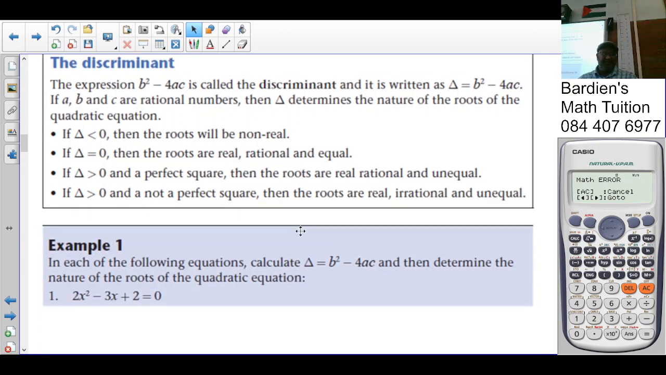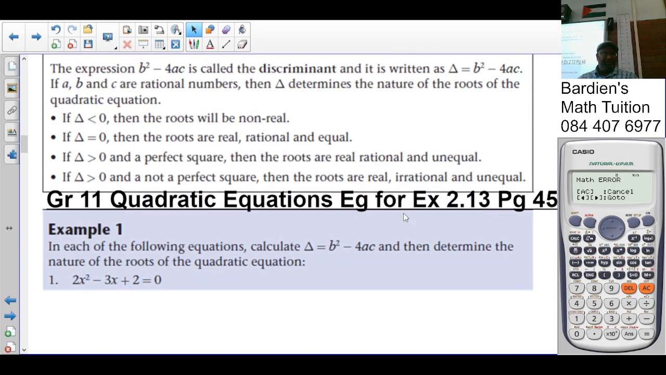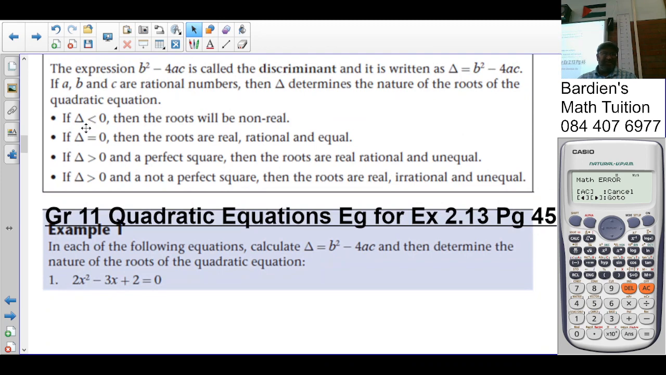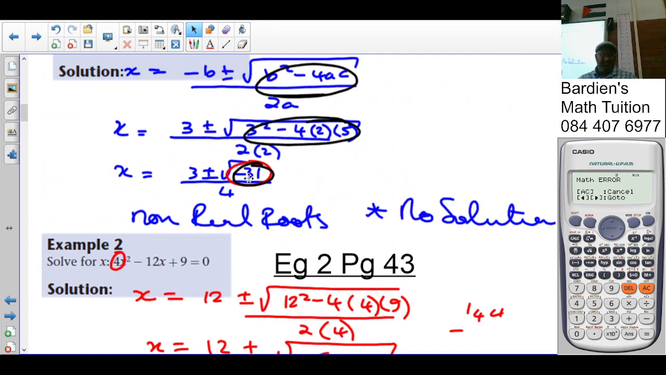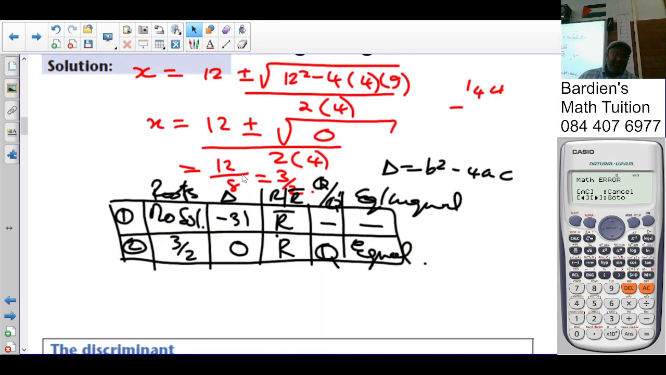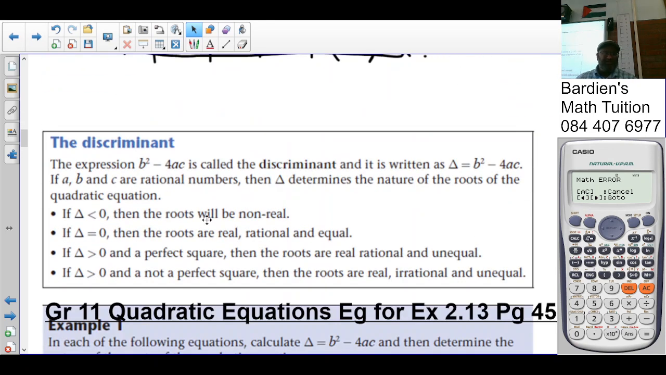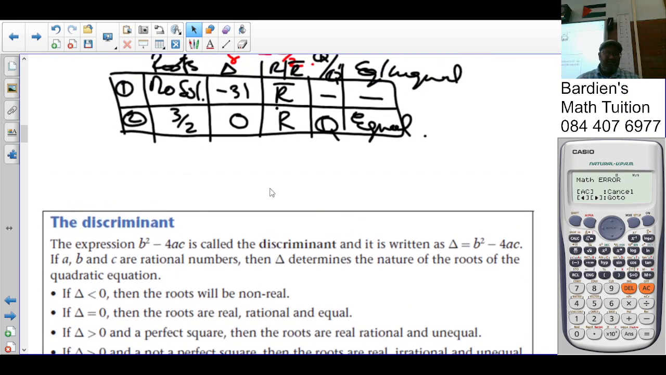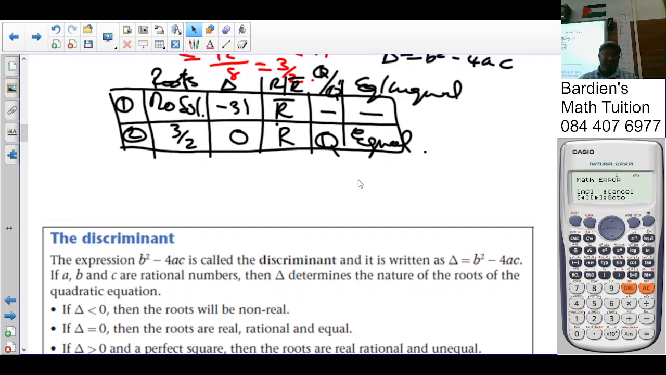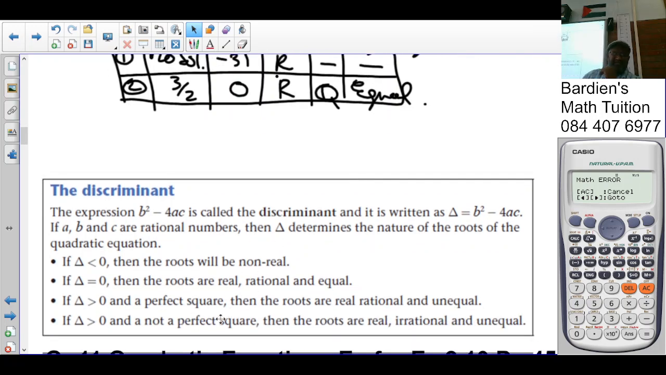So we are told that if delta is less than 0, which means delta is negative, as you can see in the example from the lesson before, the roots are non-real. If delta is equal to 0, as in this case here, the roots are real, rational, and equal. These three last columns explain the nature of the roots. In this case, real, rational, and equal.